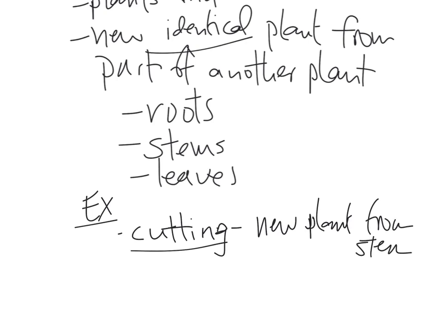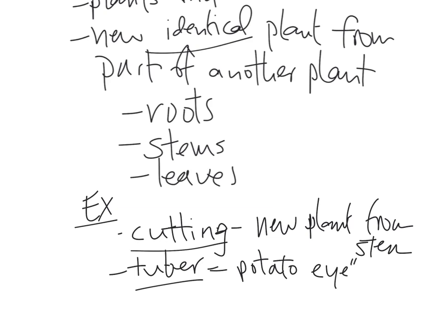Then we could also have what's called a tuber. This is what we see with a potato. So just an example of this would be like a potato eye, where they actually start to grow a little plant coming out of that part of the potato. If you've ever let potatoes sit for a long time, you might have seen an example of that.